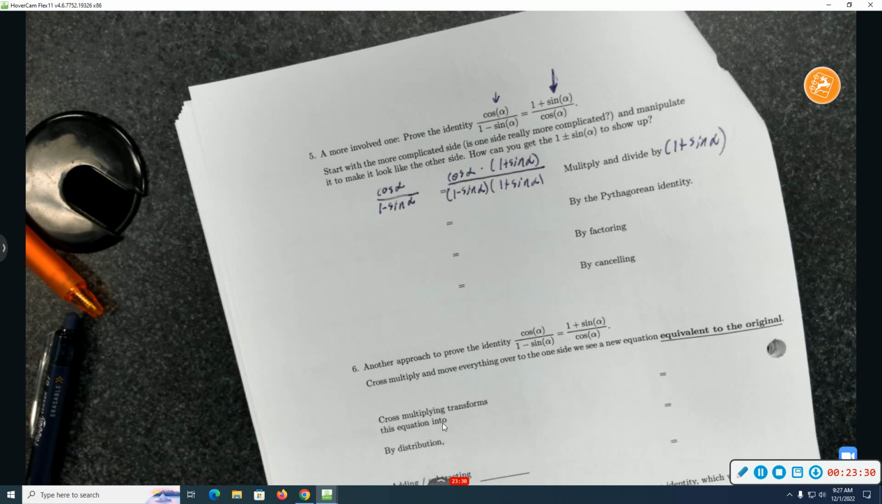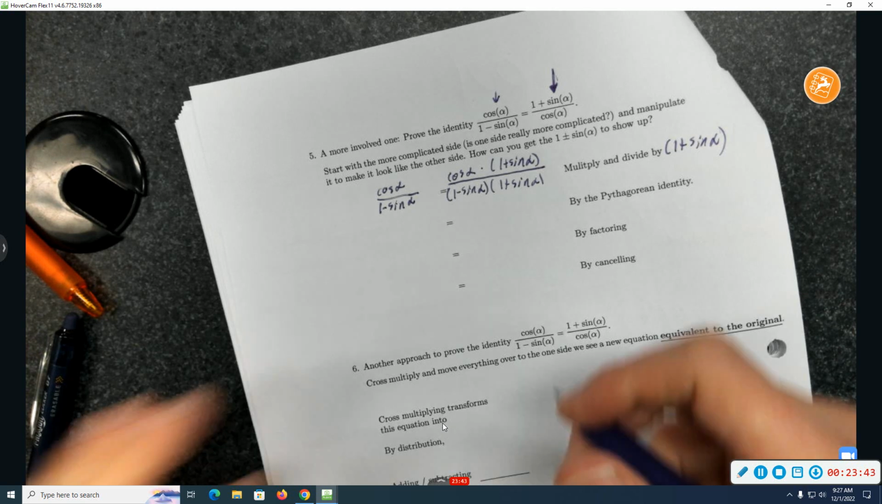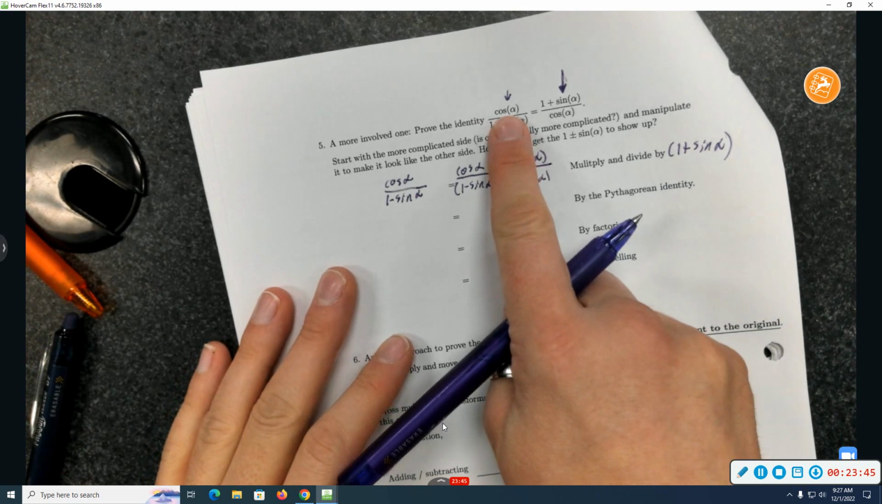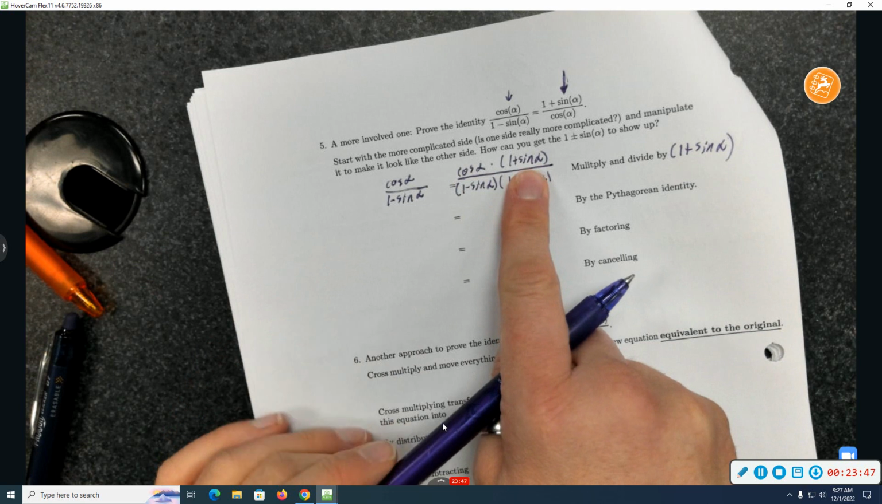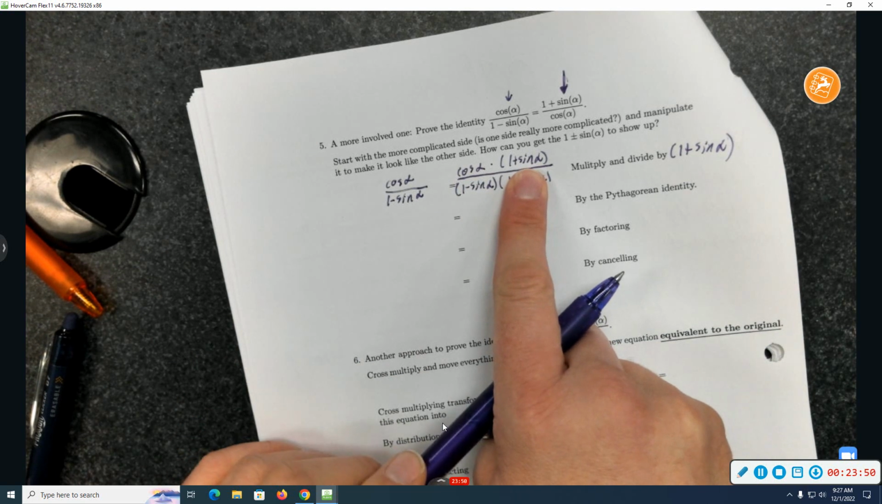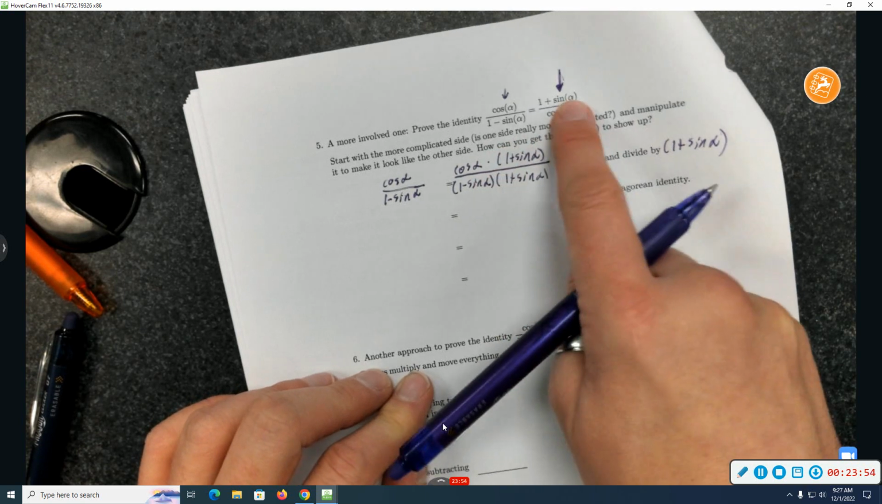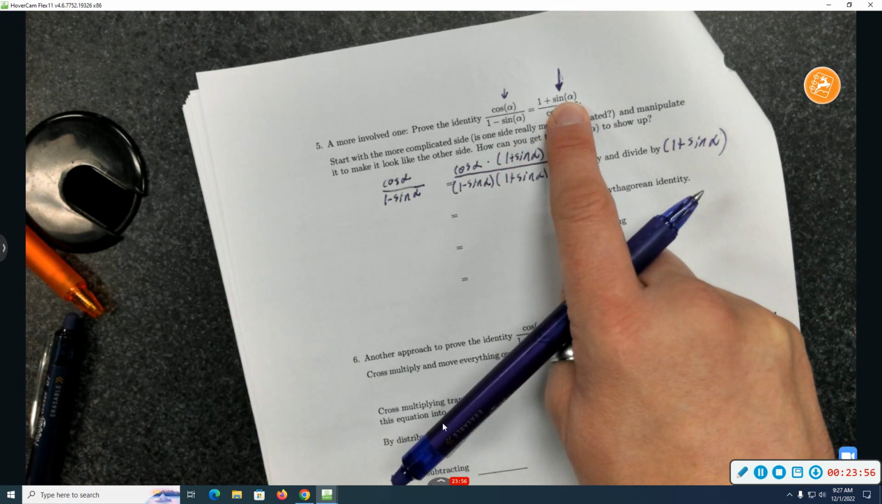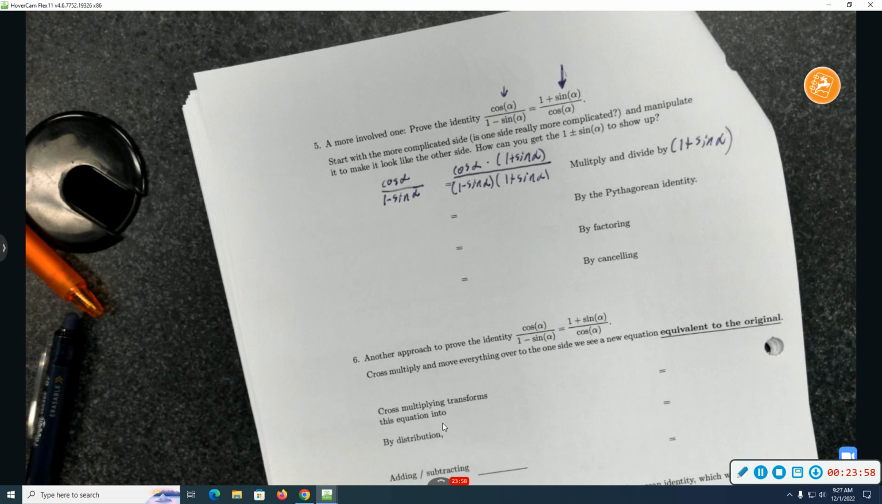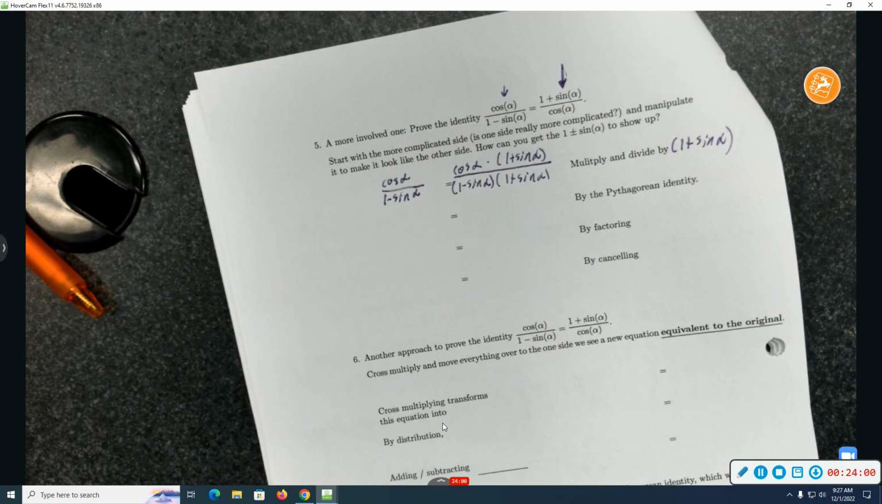What's some stuff that you see that you can do here? Yeah, FOIL. It's FOIL at the bottom. And conceivably one could distribute this cosine into the 1 plus sine alpha. Yeah, I think I want to not do that because having that 1 plus sine alpha there makes it look like I want it to look. So let's distribute the bottom. Let's leave the top alone.